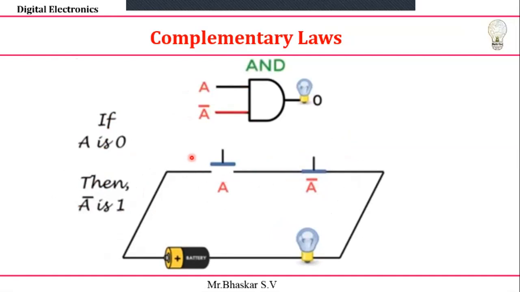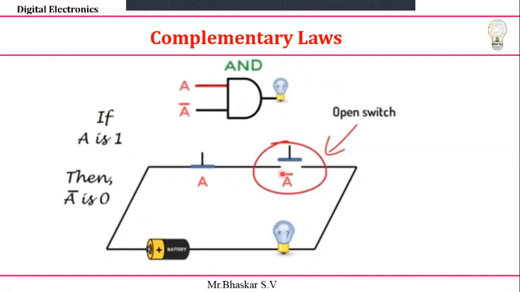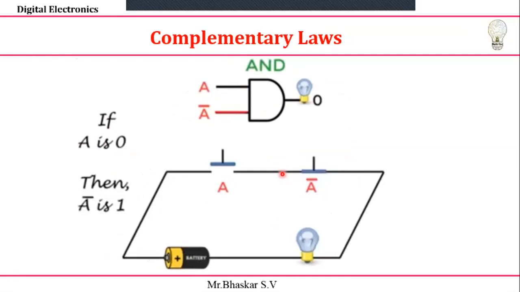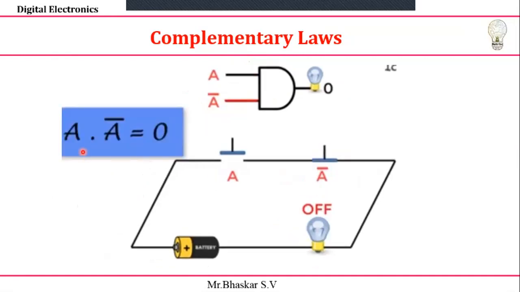Whatever the case, if A and A bar are connected to the AND gate, my output is always 0, because in both cases, 1 and its complement, the output is always 0. Then I can say that A dot A bar is nothing but 0. If you take A as a variable and its complement connected to an AND gate, we get the output as 0. So A dot A bar equals 0.